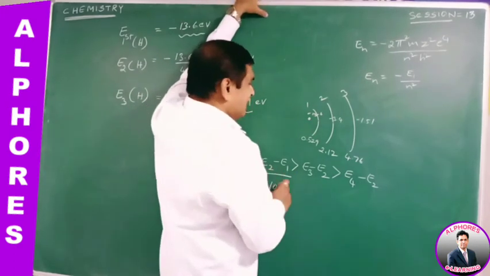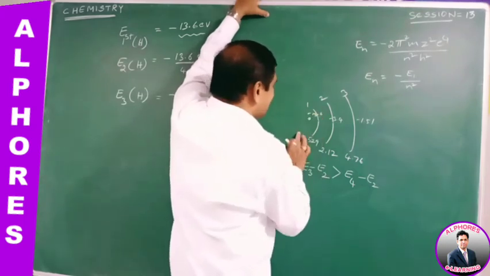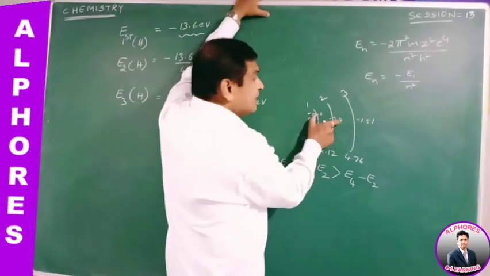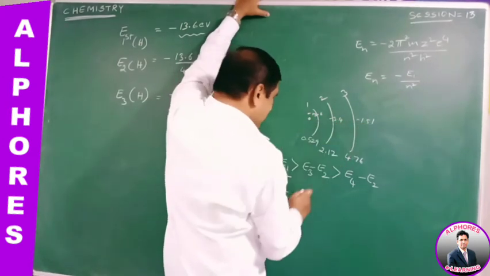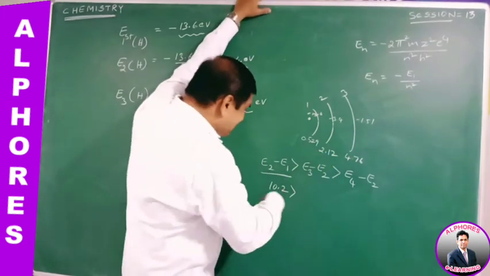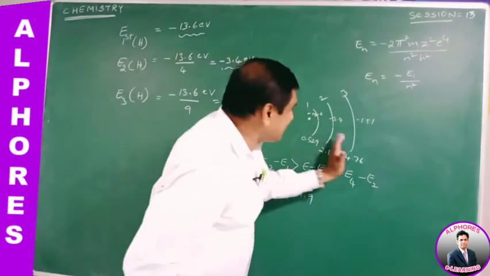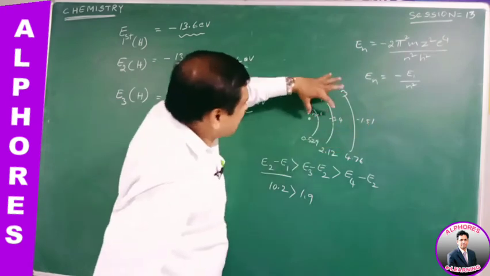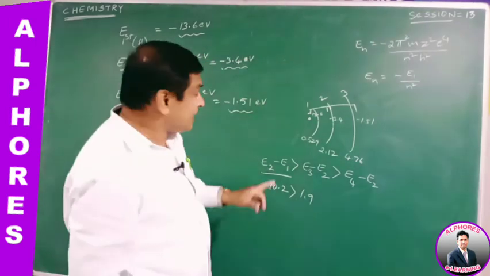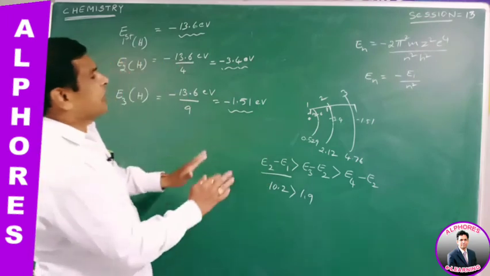It is greater than the other energy difference. 13.6 minus 3.4 is 10.2. It is greater than this difference, which is approximately 1.9. So it is greater than 1.9. That means as the number of orbits increases, size increases, energy also increases, but the energy difference between successive orbits gradually decreases. That is the point I wanted to mention here.